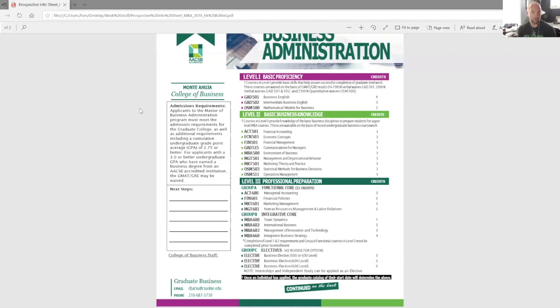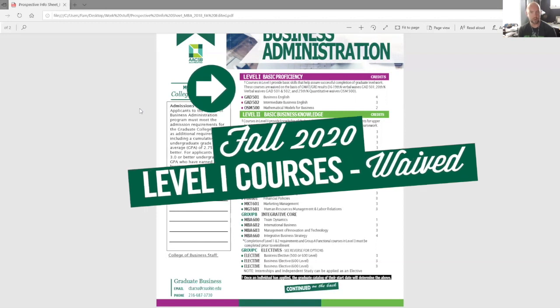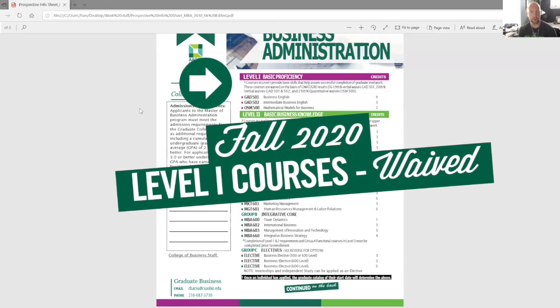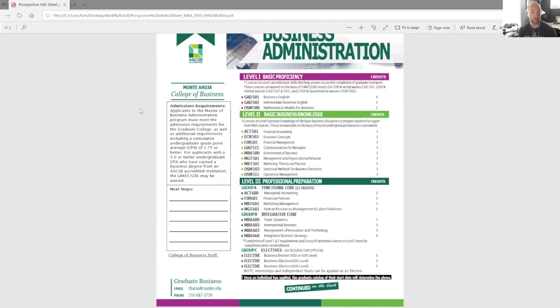Now, what's going to get waived for me? Like I said, all the level 1 courses are going to get waived for every student for the fall 2020 semester because we're waiving test score requirements. Level 2 classes are waived based on specific courses taken as an undergraduate student within 10 years, with some caveats. So 2 undergraduate accounting courses waive Accounting 501, and macro and microeconomic courses, 1 of each, will waive Econ 503.